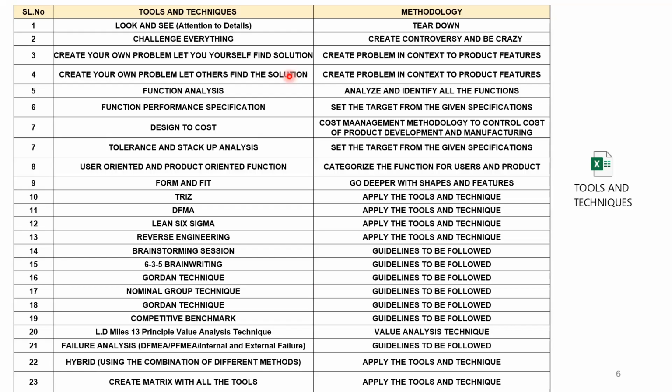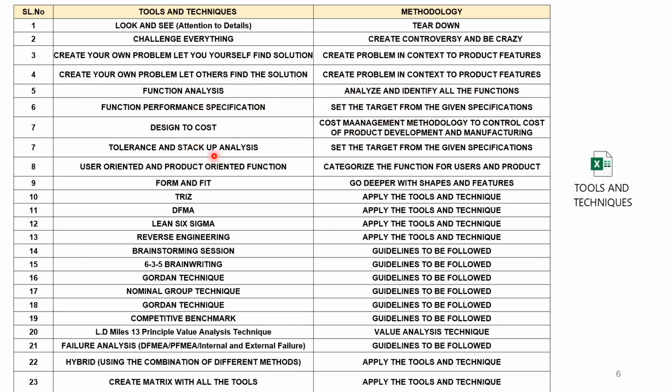You have to create your own problem and let others find the solution. The next one is the function analysis, which we have seen. You can use this as a tool to analyze and identify all the functions which you have done. You can also look for some of the specifications, the function performance specification. I will show you with some examples where you get the minimum value and maximum value from your drawing. Even from that you can select the target, and you can create ideas.